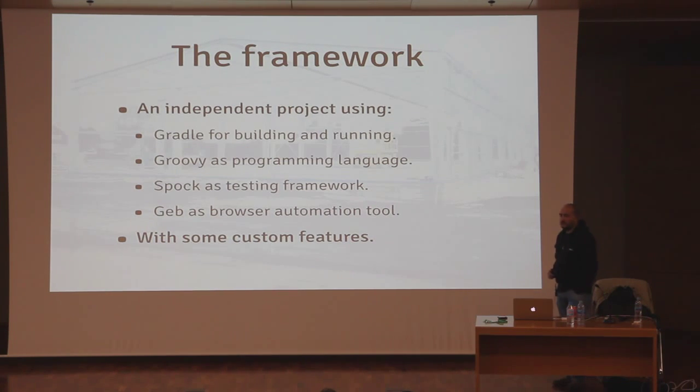So what we did is to create an independent project, because it's not feasible to give the QA team your Grails application and write the testing in the Grails application. That's the starting point, right? So we need to have something else, because we don't want QAs to have access to our Grails application. So we created a different project using Gradle as build tool, using Groovy, Spock and Geb for testing, and with some custom features that we developed on top of it.